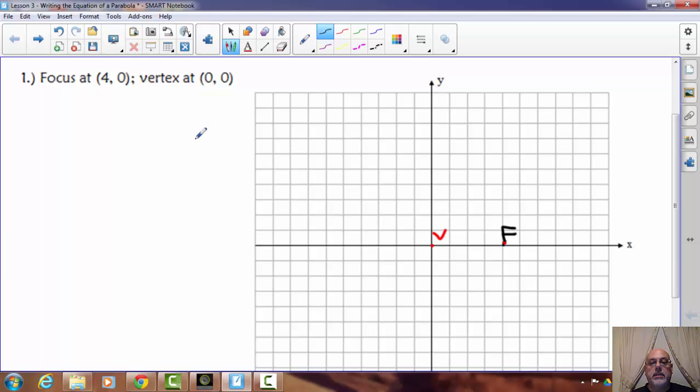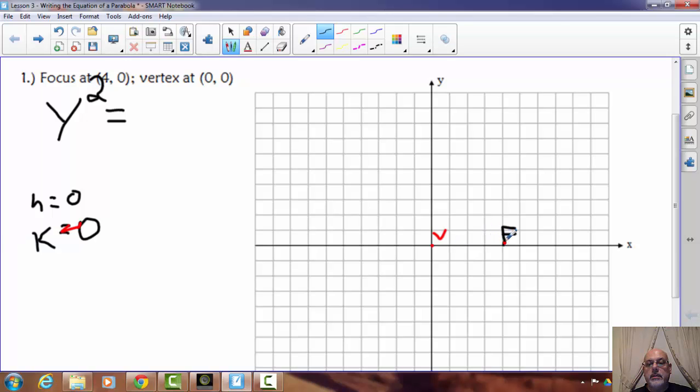So let's take a look at this. Since it's opening to the right, we know that our first term is going to be y squared equals, and it won't be y plus anything, because h and k are both 0. Okay.